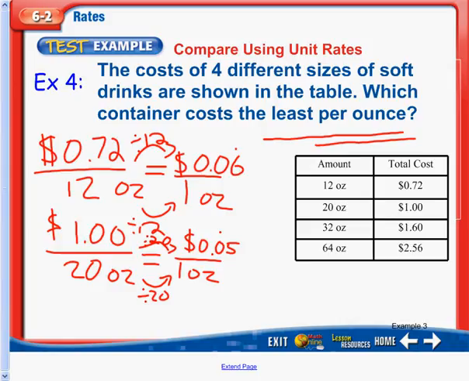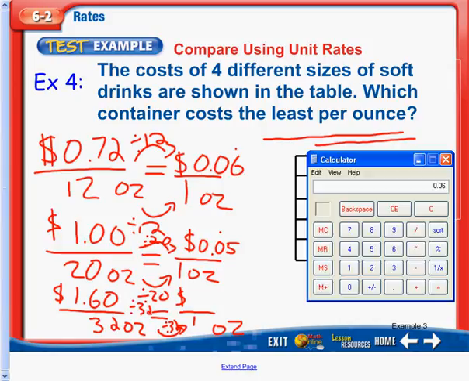We're going to continue on, and now we have $1.60 over 32 ounces. So we want, again, dollars per ounce. And so we have 1 ounce, we're dividing by 32. So we want to divide this by 32, being $1.60. So again, we're breaking out our calculator, typing in 1.6 divided by 32. And again, I get 5 cents per ounce.